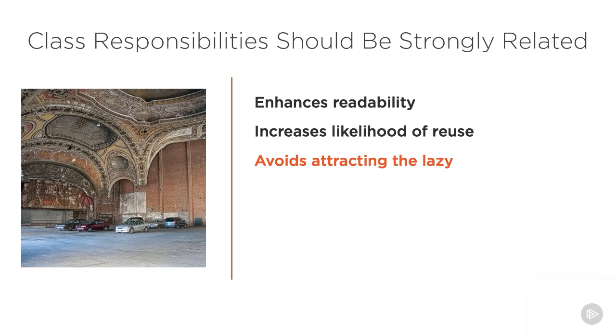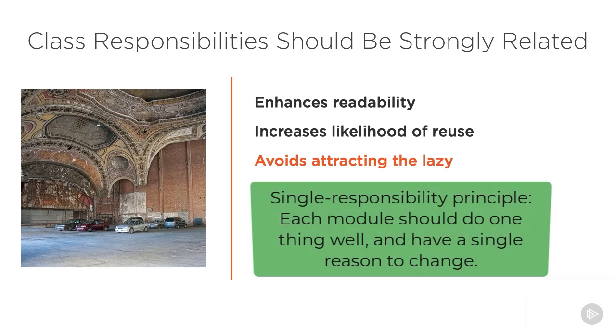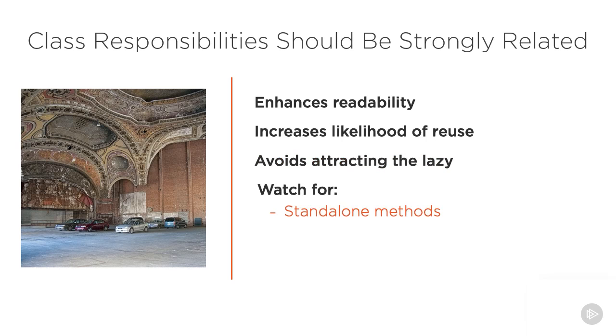Now, this principle is closely related to Bob Martin's single responsibility principle, which states that each module should do one thing and one thing well, and it should have only one reason to change. To avoid creating low cohesion classes, keep an eye out for a few things here.